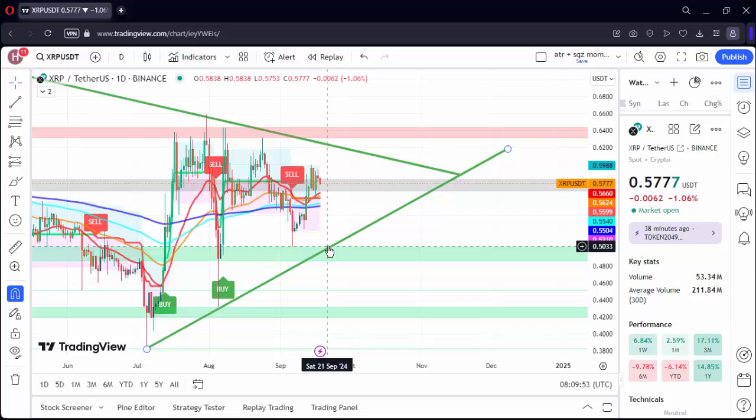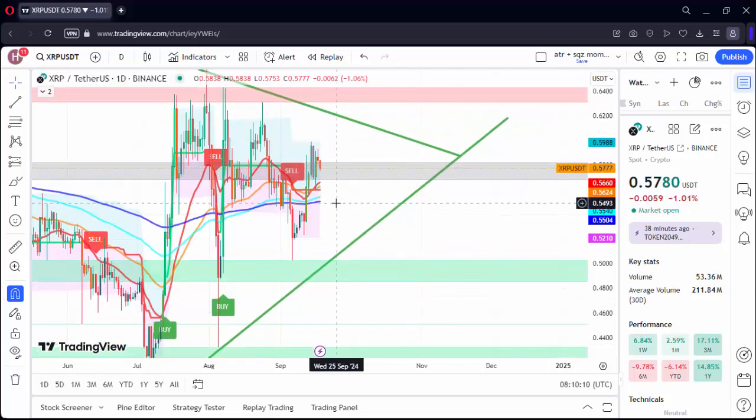This support has already been tested here before. It has reacted upwards due to this reaction, and it is stuck there again due to an intermediate resistance zone here. If it is likely to make support, the 0.55 region is seen as a good support.